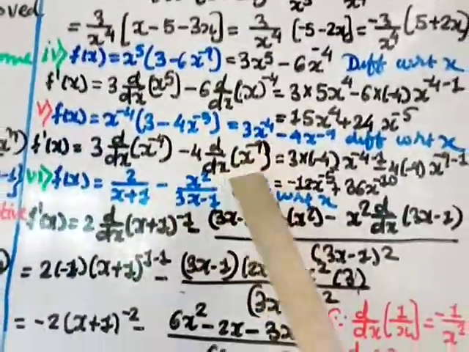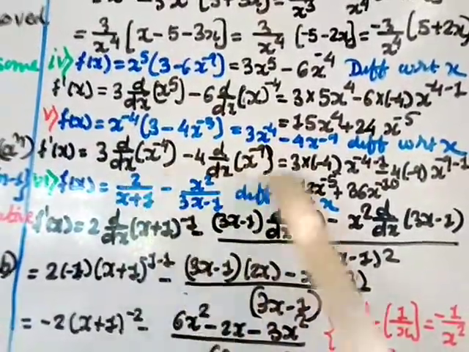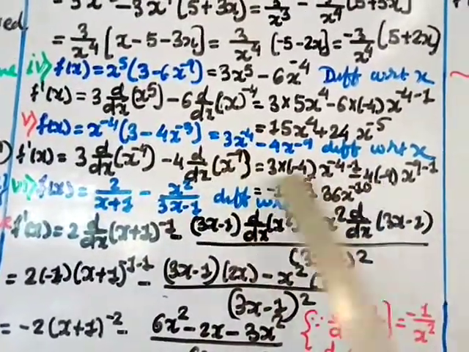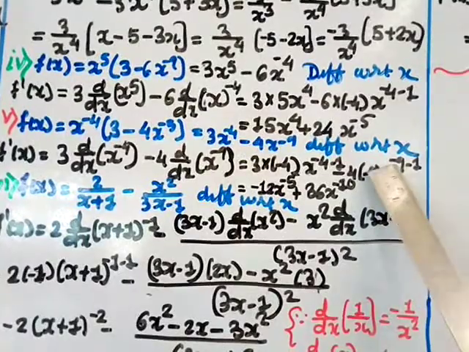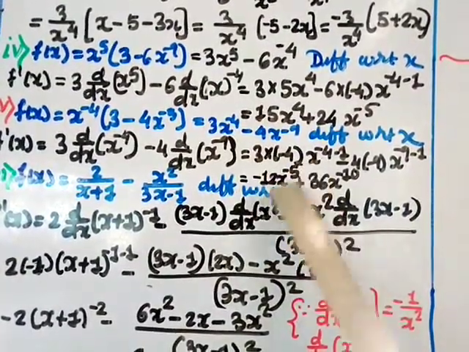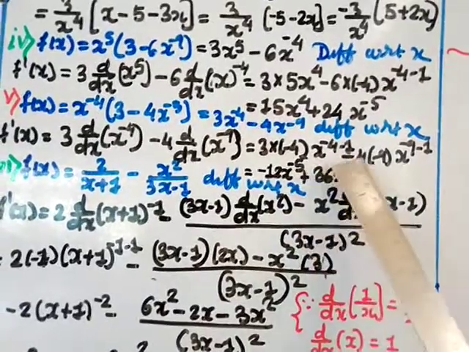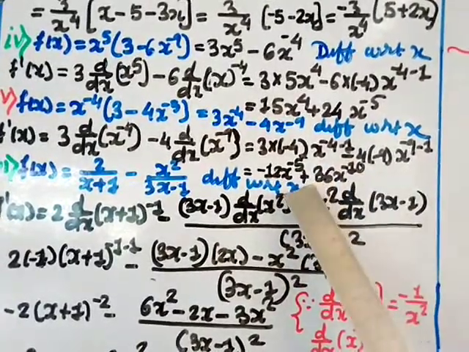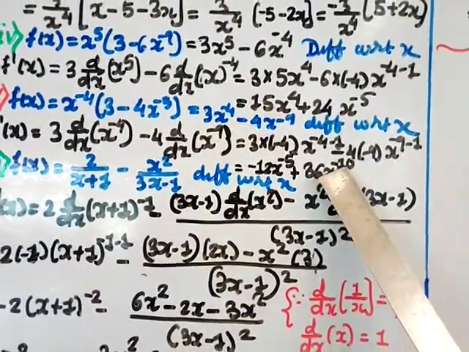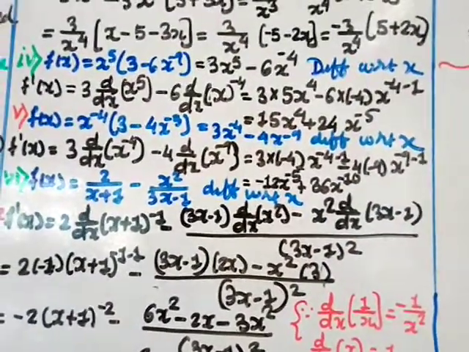So let us apply here. 3 into, for here minus 4, x power minus 4 minus 1, minus 4, and this derivative will be minus 9, x power minus 9 minus 1. So 3 into minus 4 is minus 12, x power minus 4 minus 1 is minus 5. Minus 4 into minus 9 is plus 36 into x power minus 9 minus 1 is minus 10 power. That is solution for Roman number 5.